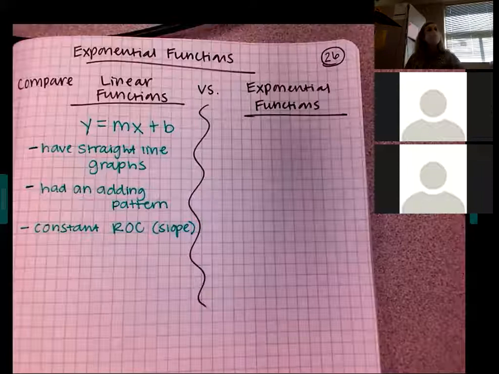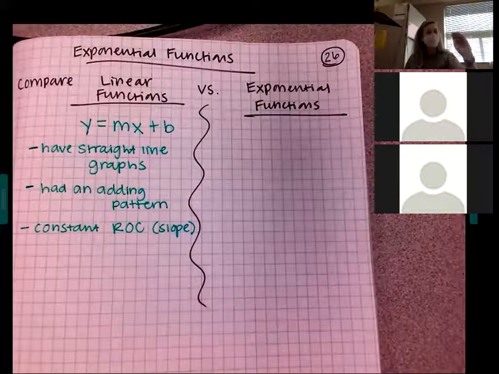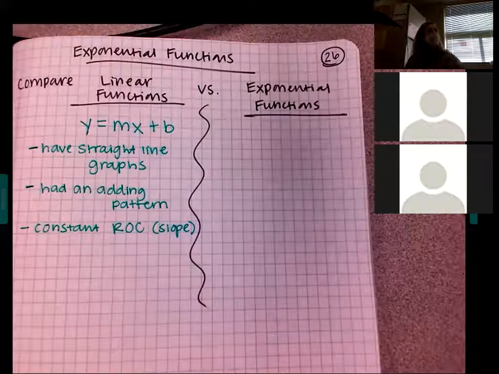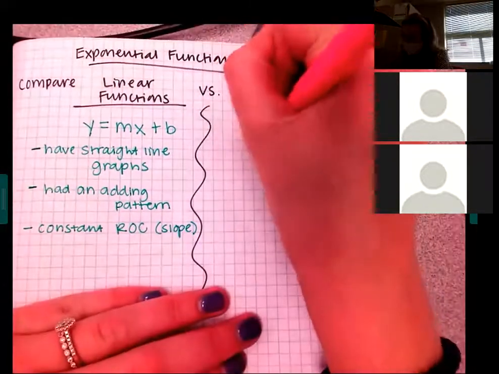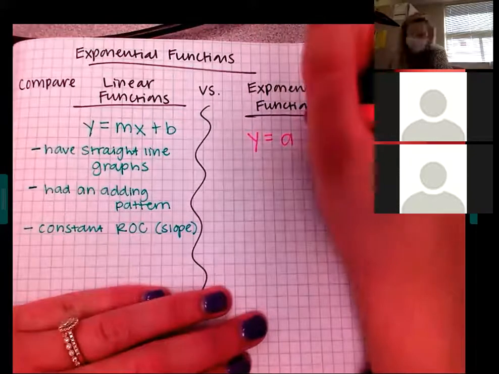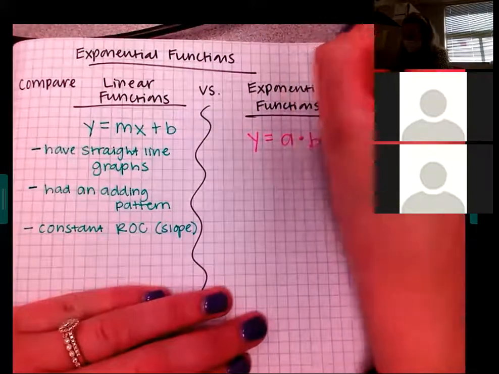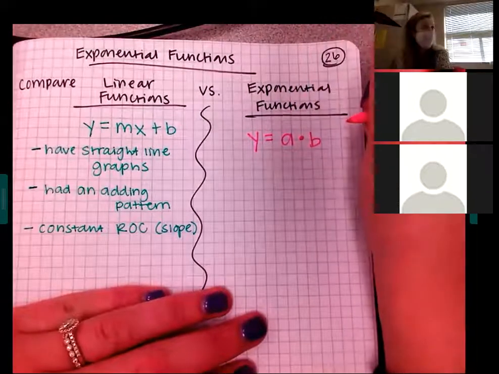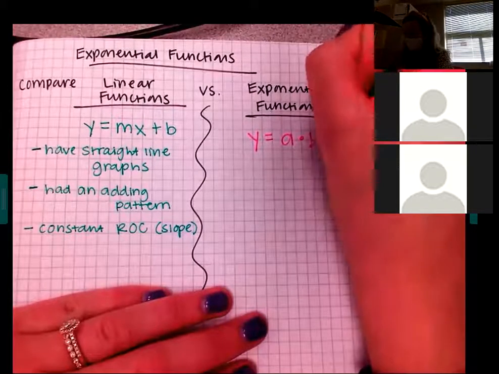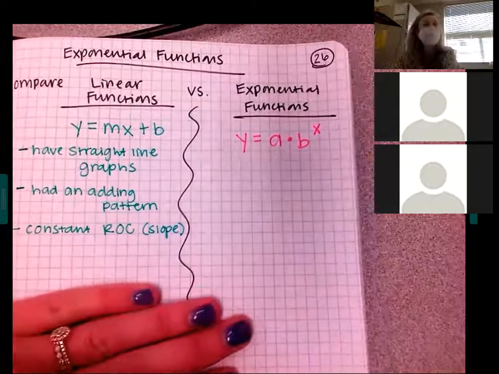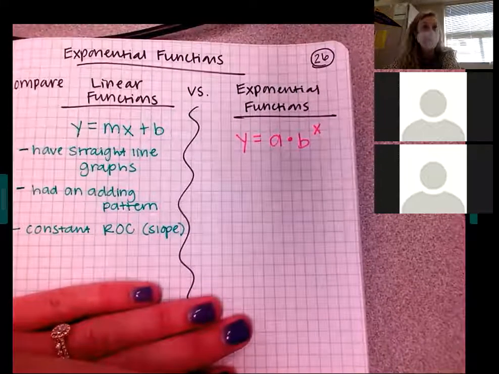All right, exponential functions. Look at your vocab sheet. We just talked about it. What's the equation of an exponential function? Look at your sheet. Y equals a times b raised to the... no, it's not a 2. Look carefully. It's an x. It's not squared. That's where the x will be.